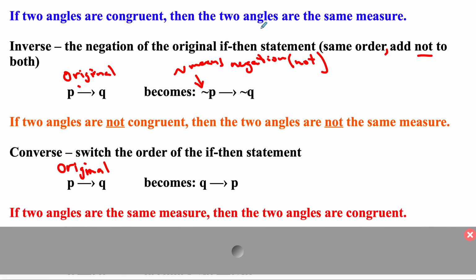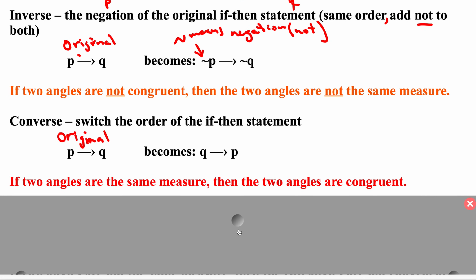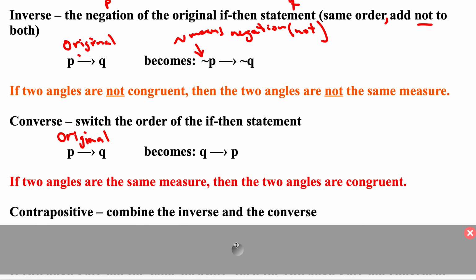Now, this means what? If two angles are congruent, then the two angles are the same measure, switches to become if two angles are the same measure, then the two angles are congruent. So if we're looking at this being statement P, and this is statement Q, we've now switched them up. So now we have Q implies P. It's that simple.